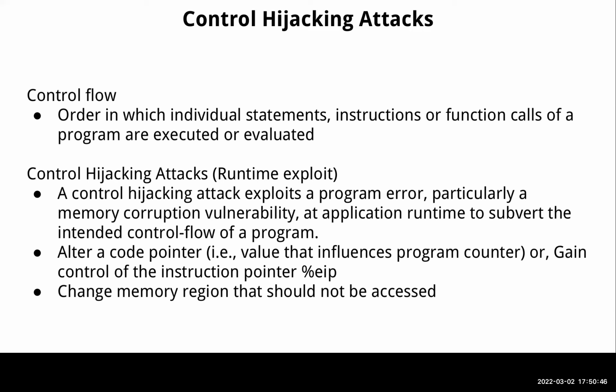And this kind of attack exploits a program error, usually a memory corruption error, to subvert the intended control flow of the program. To do that, we usually need to overwrite a code pointer somewhere in memory. There are many code pointers in memory. So far, we have been talking about the return address, that's a code pointer. But in C programming, there are function pointers, usually global or local variables, and they are also code pointers.